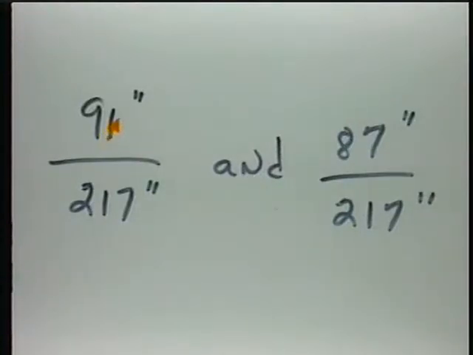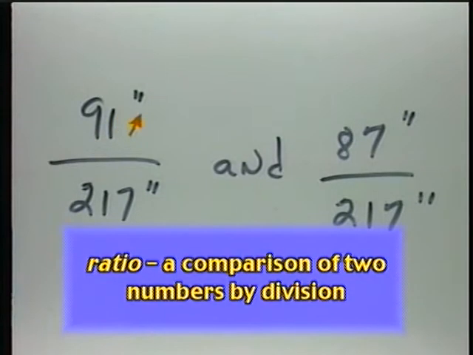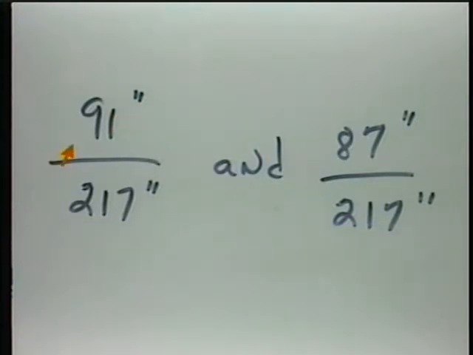The students compare the length of their shadow with the length of the shadow of a light pole. This comparison is called a ratio. A ratio is simply a comparison of two numbers by division, as demonstrated on the screen. You have 91 inches over 217 inches and 87 inches over 217 inches. A ratio is simply nothing but a fraction.